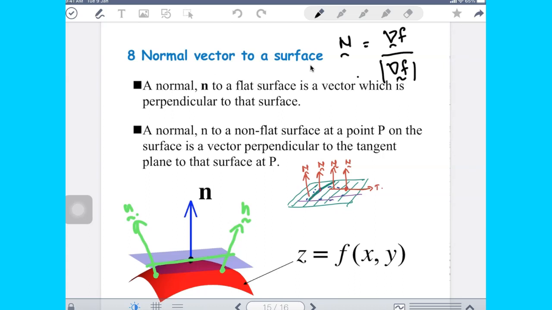Unit normal to a surface. Where does your surface come from? Your surface comes from the scalar function given, because if the scalar function is in terms of x and y, z is a function of x and y, you must have a surface, right? Then we can use the gradient of this function, and you can evaluate the unit normal vector to the surface.